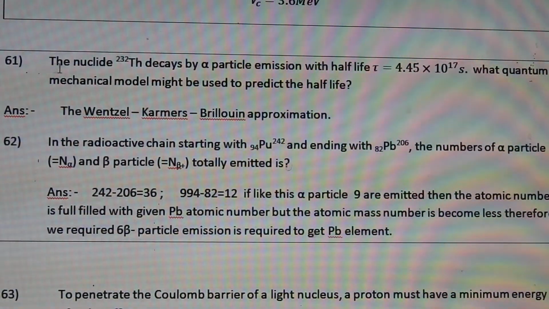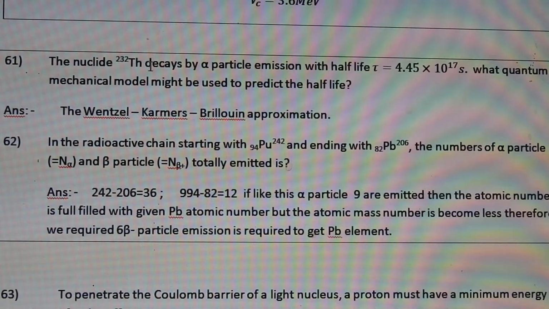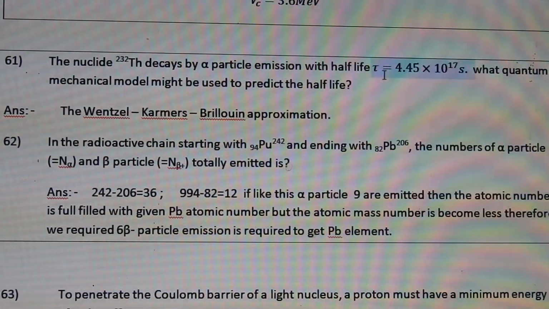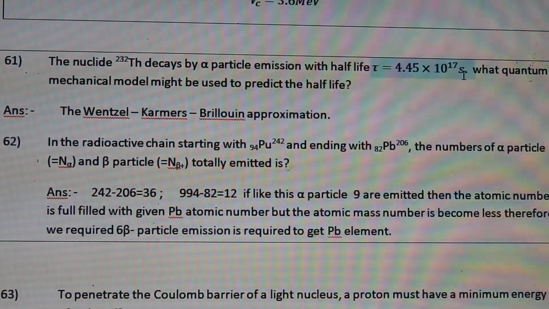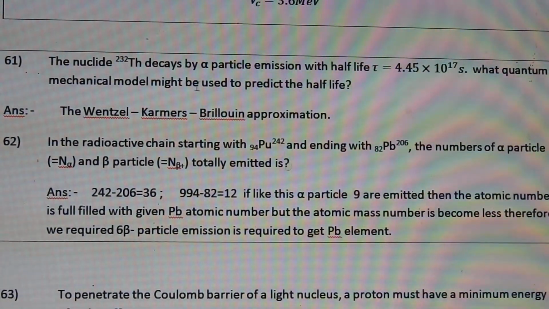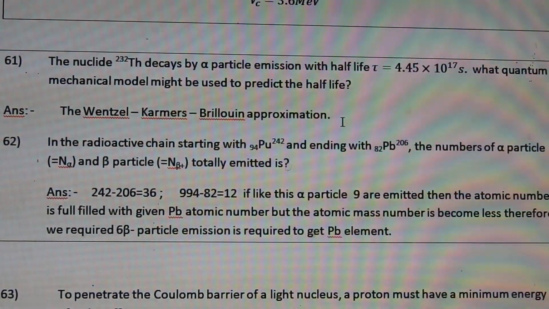Now I can say the nuclide thorium 232 decays by alpha particle emission with half-life tau equals 4.45 times 10 to the power of 17 seconds. So what quantum mechanical model might be used to predict this half-life? Here for thorium 232, the quantum mechanical model was introduced by Wentzel, Kramers, Brillouin, the WKB approximation. These three scientists have given an approximation for this half-life of thorium.